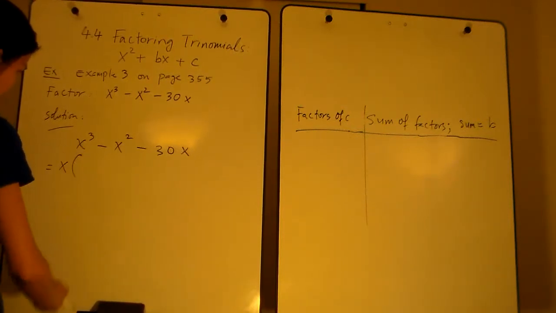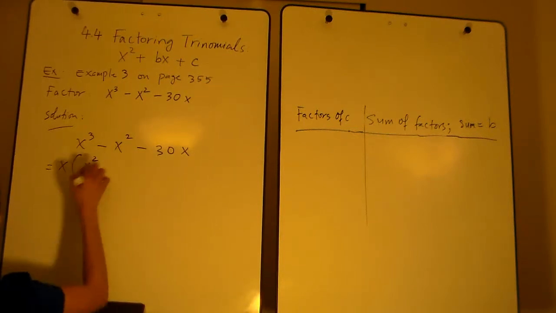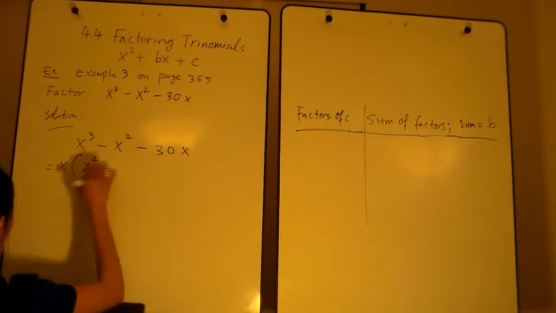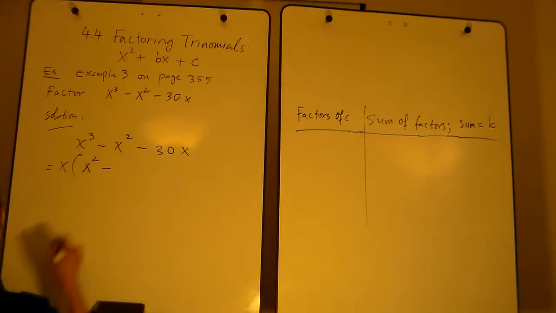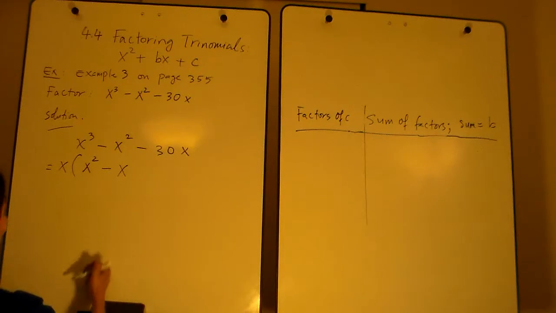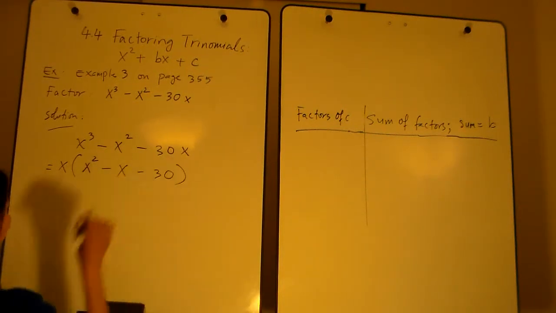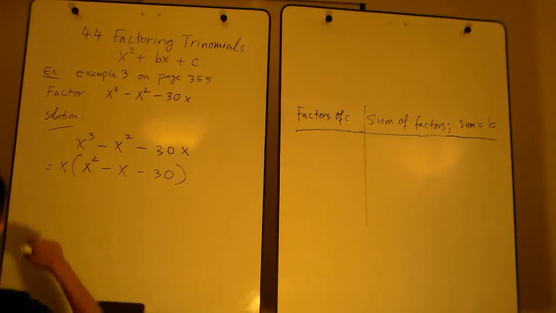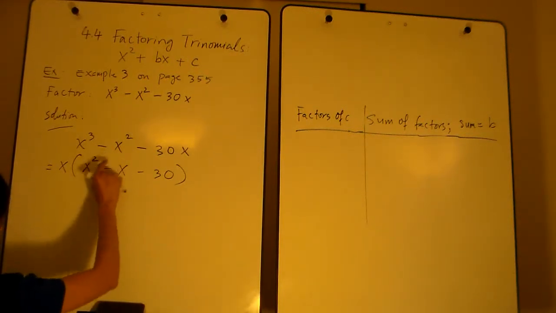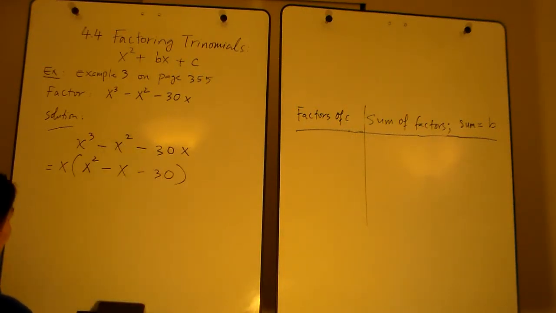X times what equals x cubed? X squared, right? X times x squared equals x to the third power. X times what equals x squared? X, right? X times what equals negative 30x? Negative 30. You can check the answer. X times x squared is x to the third. X times x is x squared. X times negative 30 is negative 30x.